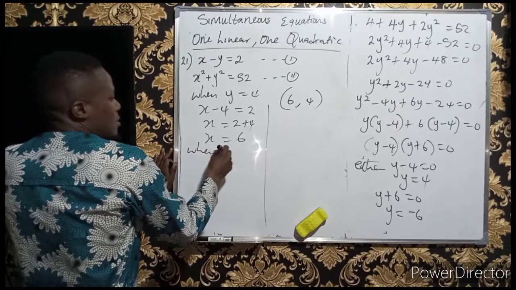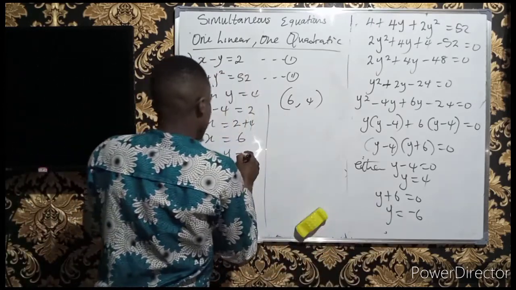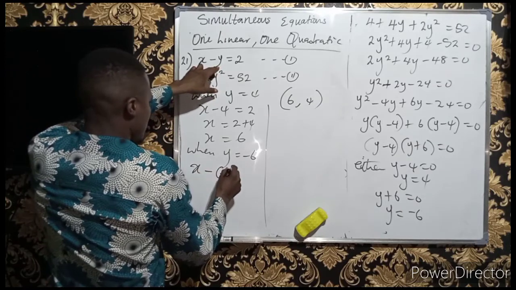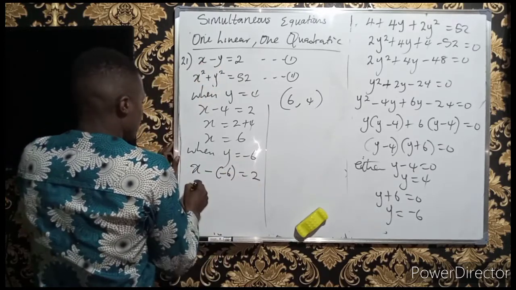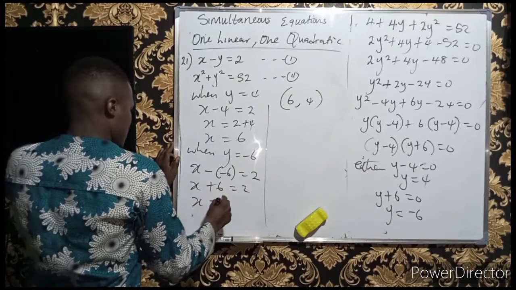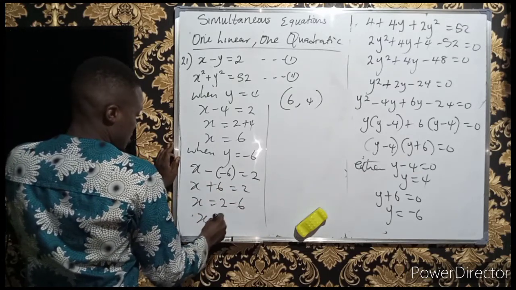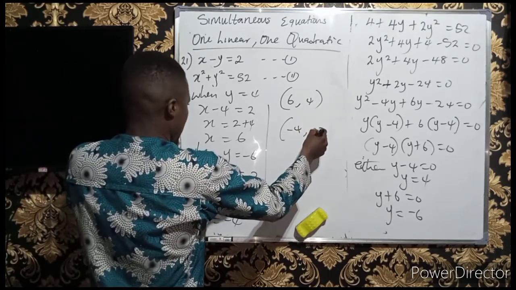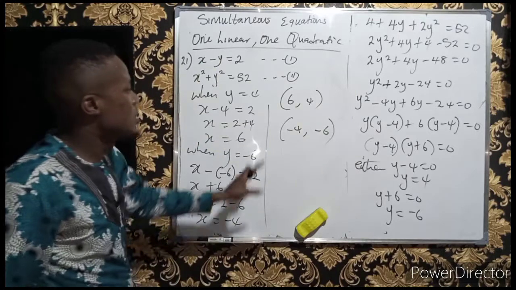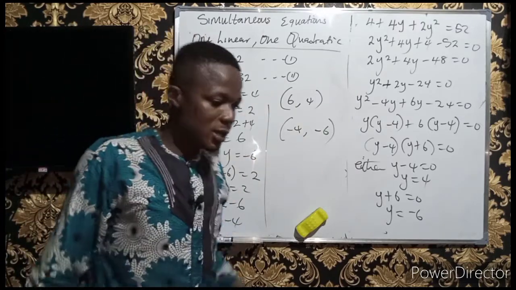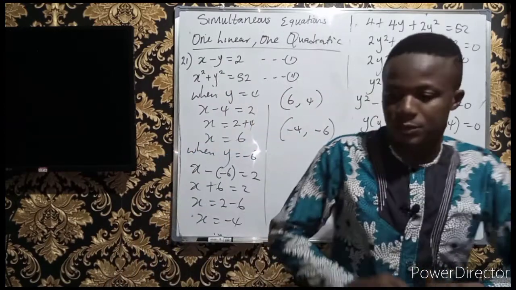Now when y is negative 6, x minus, seeing y I put negative 6, is 2. Minus minus is plus, equal to 2. So x is now 2 minus 6. X is minus 4. So when x is minus 4, y is minus 6. So these are the sets of solution of this given simultaneous linear and quadratic equation.